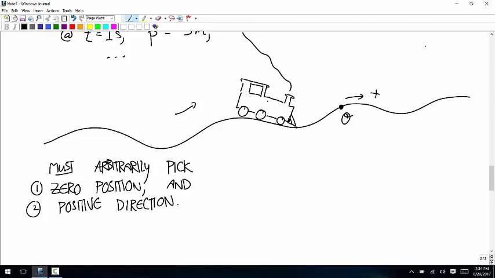I'm going to do one more thing. Since we're treating the train as a particle, we have to choose a point on the train that represents its location. And usually the best choice is the center of mass. So this symbol here, that's the center of mass symbol. So that point there represents the location.